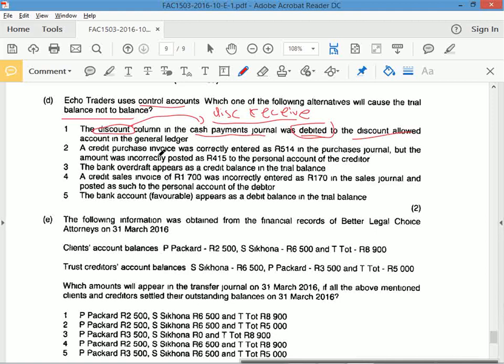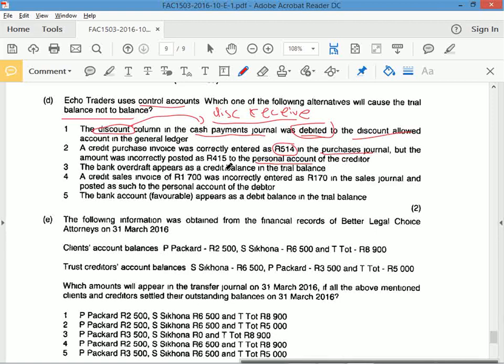2. A credit purchase invoice was correctly entered as 514 in the purchases journal, but the account was incorrectly posted as 415 to the personal account of the creditor. The personal account. Okay, so that means that the creditor's ledger is incorrect, the actual specific person's account. But the journal is correct. Okay, if the journal's correct, will the T accounts be correct? Yes, they would. Okay, so the account would still balance in number 2.